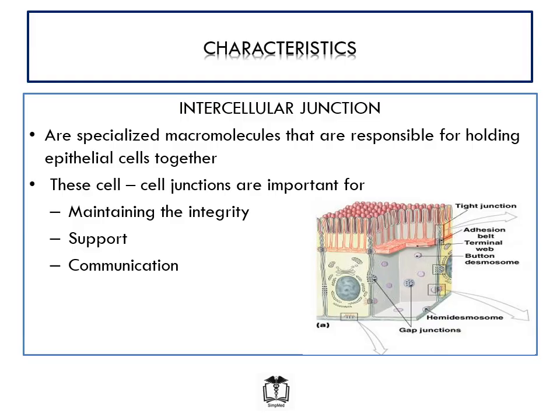Let's start with the first major feature of the epithelial cells, the fact that they are made up of groups of cells held tightly together by intercellular junctions. These intercellular junctions are specialized macromolecules that are responsible for holding epithelial cells tightly together. The cell-to-cell junction formed between each cell has three major roles. First is to maintain integrity, and this is why epithelial cells are unique in their ability to provide protection, because the cells are tightly held together, so they don't allow an easy break in the surface they are lining.